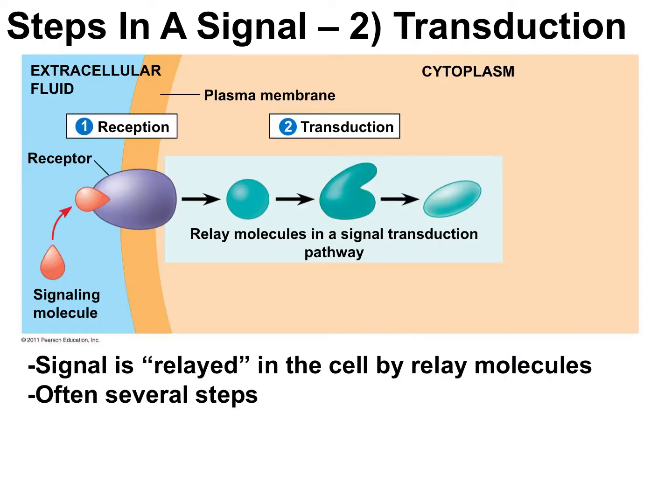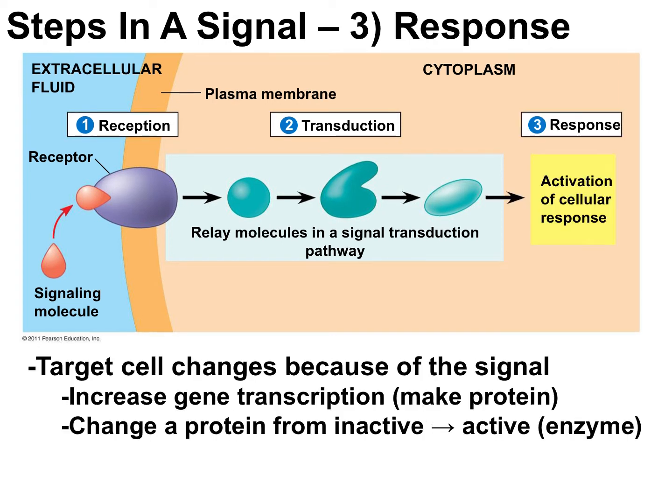Okay, so let's go back to our original diagram. So the ligand binding and shape change of the receptor protein triggers the next step of transduction, where the signaling process is now brought into the cell. So you can see that transduction involves these blue relay molecules, and often there are several relay molecules arranged in a chain, one right after another.